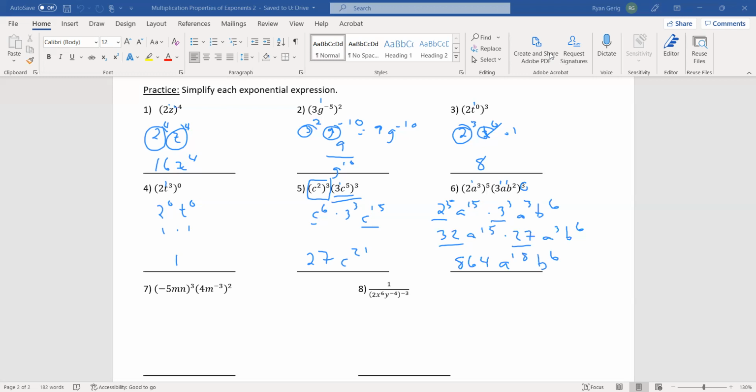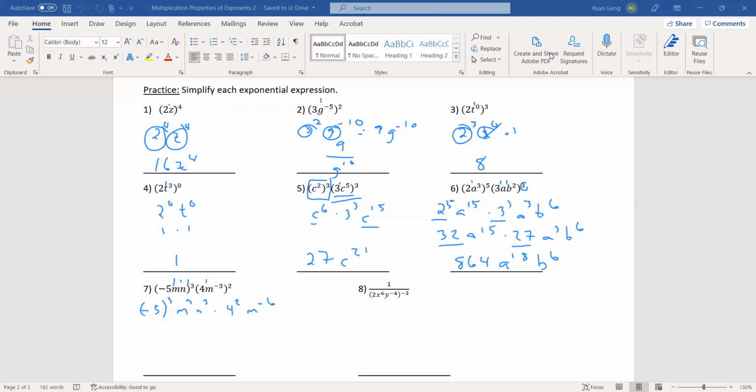Okay, number 7. This one's tricky because of that negative. Look at it as -5 to the first power, m to the first power, n to the first power, 4 to the first power. So -5 to the third power. I'm putting that in parentheses because that whole thing was -5. The base is -5 to the third power. M to the third power, n to the third power, times 4 to the second power, m to the -6th.